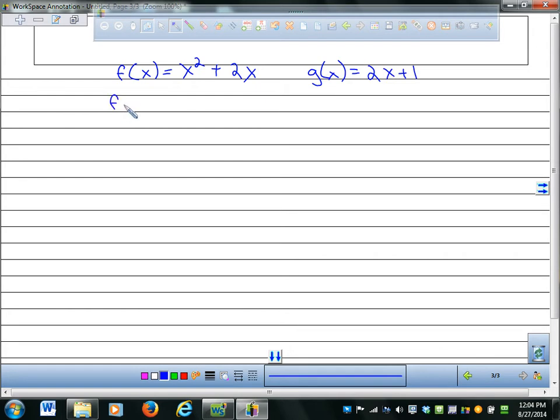So f times g of x, and make sure you make that a little dot, or you could just put them right next to each other, which is the same as saying fg. You can do it like this because that implies multiplication. That's equal to x squared plus 2x times 2x plus 1. And then they would want you to simplify that. Okay? And so you FOIL, just like you would if it were just a quadratic. So you multiply the two firsts together. What's that give you?